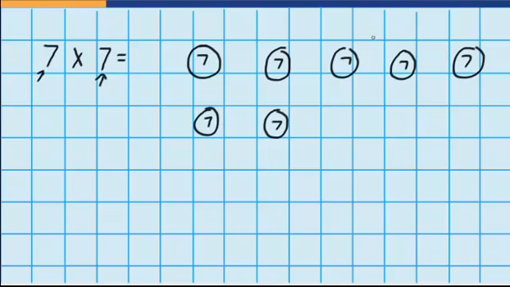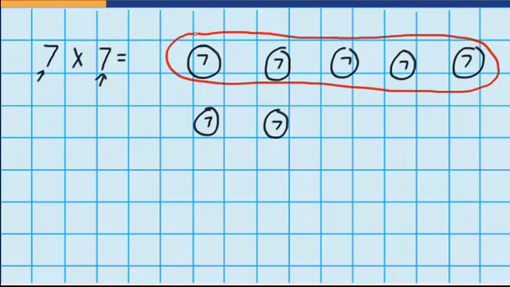Now I'm not very good at my 7 times table, but remember the whole aim of this lesson is to use our 5 times tables to help us answer them. Well, I can see up here 5 groups of 7. And I know what 5 times 7 is. 5 times 7 is 35.